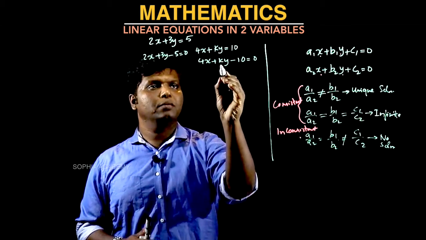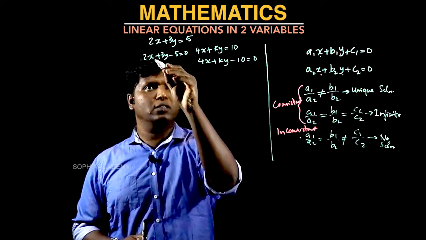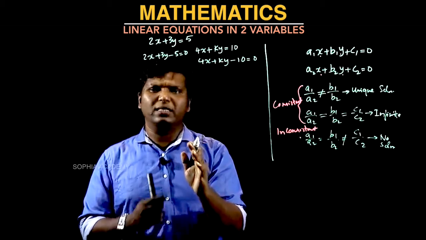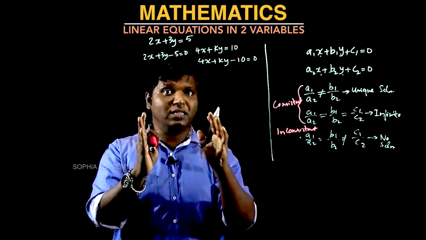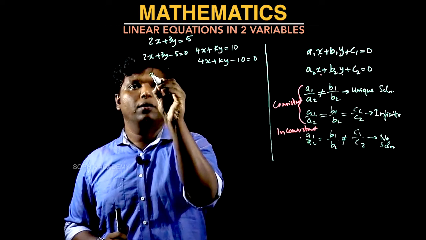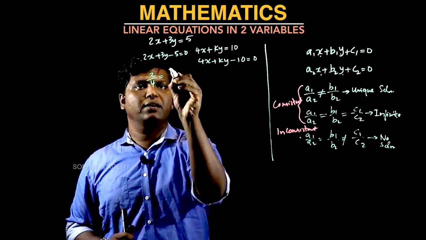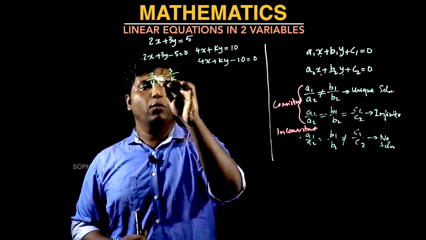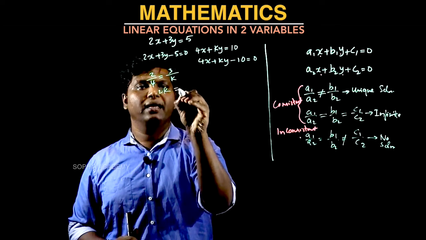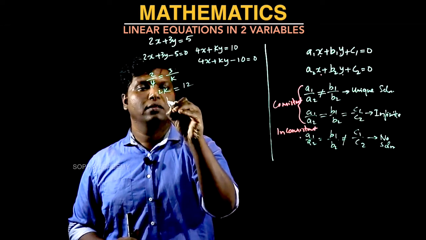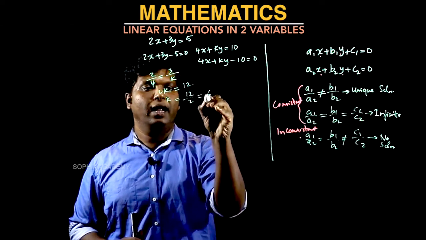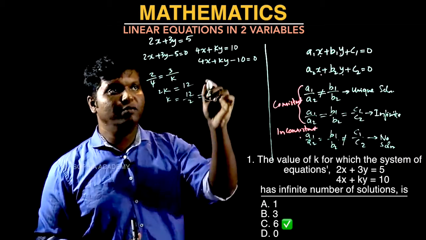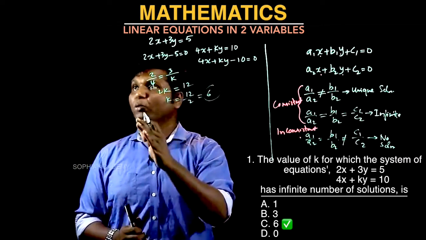Here you can see that k is in the second term, so let us go for the first term. As the system has an infinite number of solutions, there is no need of steps, because we are just doing all this in our rough area. So simply 2 by 4 is equal to 3 divided by k. That's enough, because now we got an equation. Cross multiplying, you will get 2k is equal to 4 threes are 12. Therefore k is equal to 12 by 2, and that's equal to 6. That's your answer. So what is the option? Option number 3 is the answer.